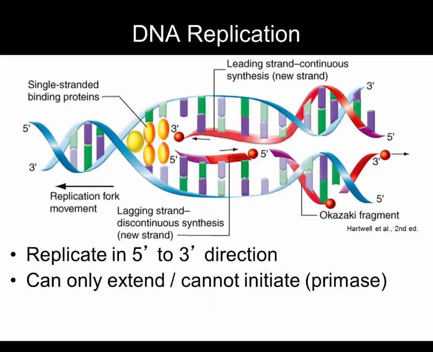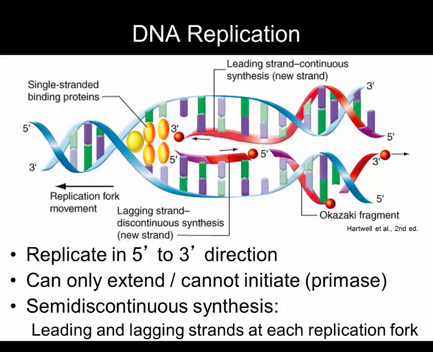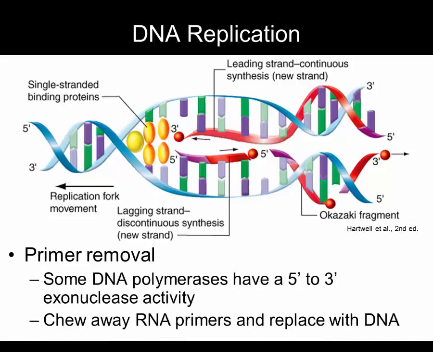Here's what the process looks like on a somewhat more detailed replication fork. Because one strand's synthesis is continuous and the other is not, the whole process is called semi-discontinuous synthesis. Now we don't want our daughter strand to be a mix of RNA primers and regular DNA, so certain DNA polymerases have 5' to 3' exonuclease activity. That is, they can chew away nucleotides in the 5' to 3' direction. Such polymerases remove the RNA primers and replace them with DNA.